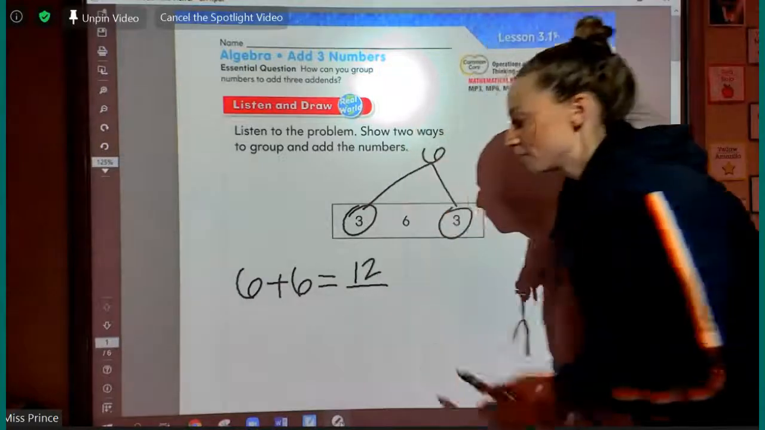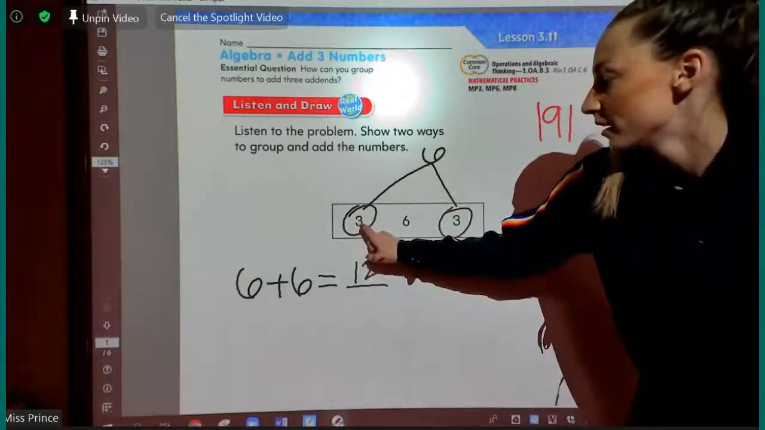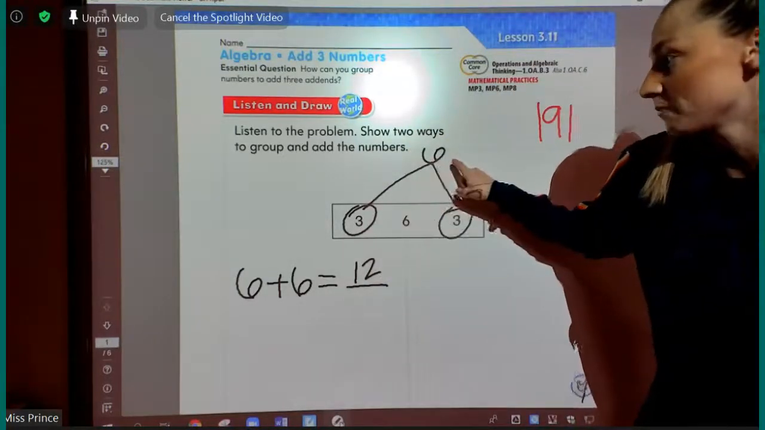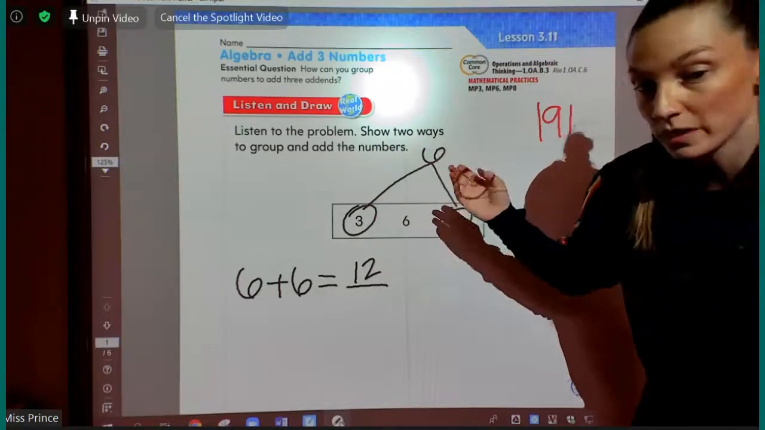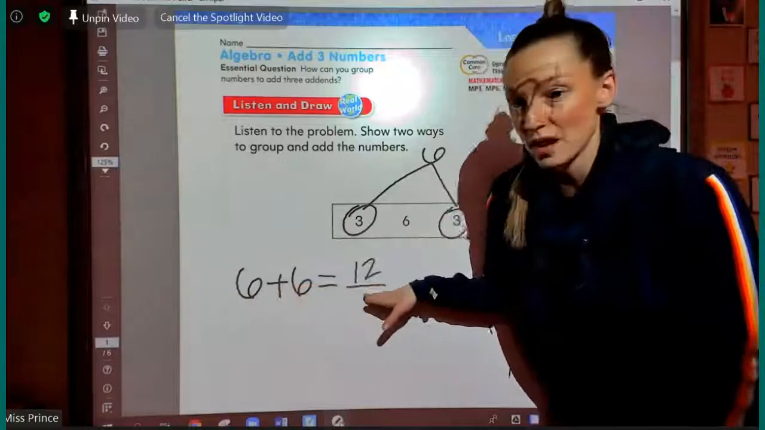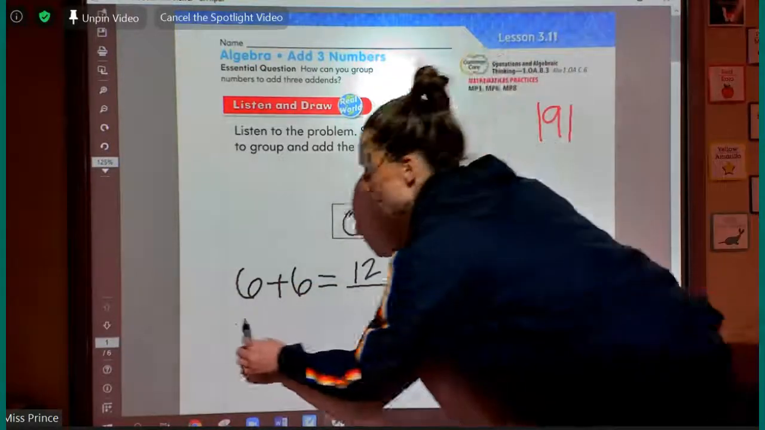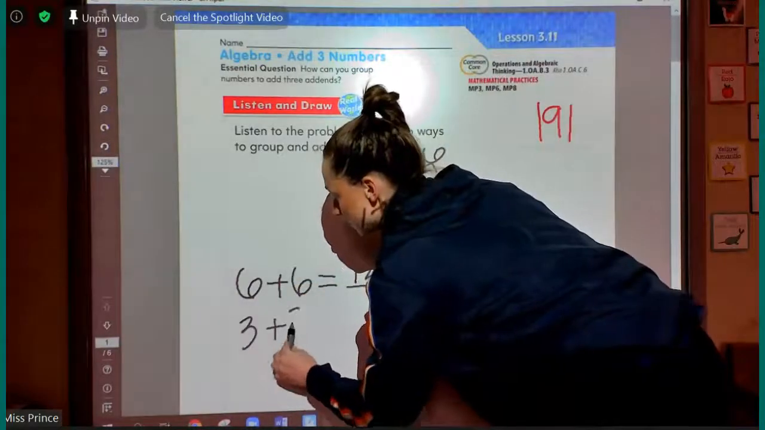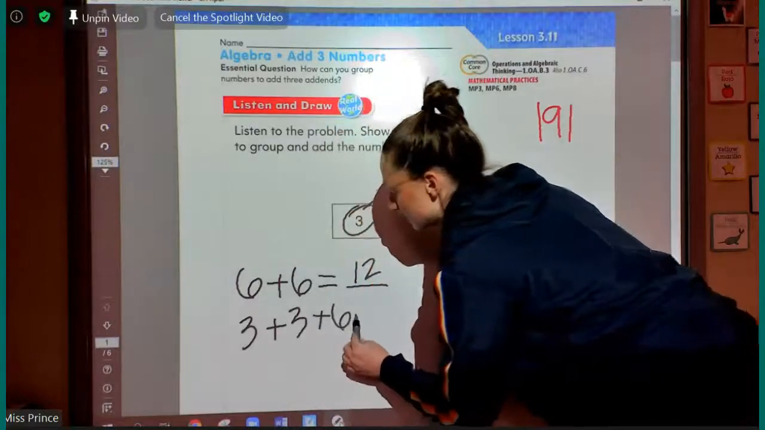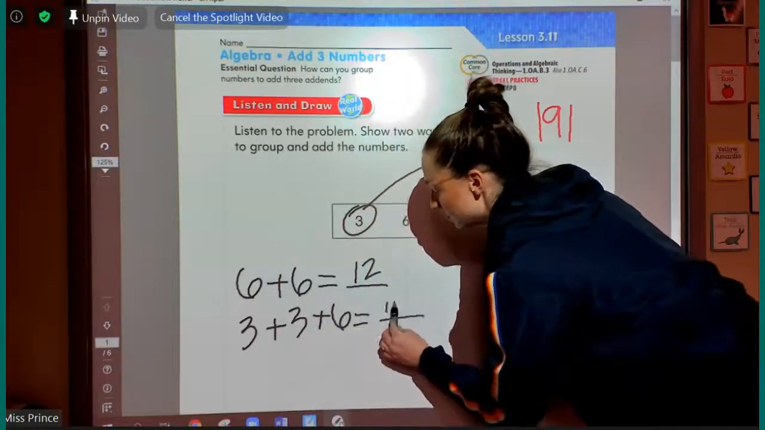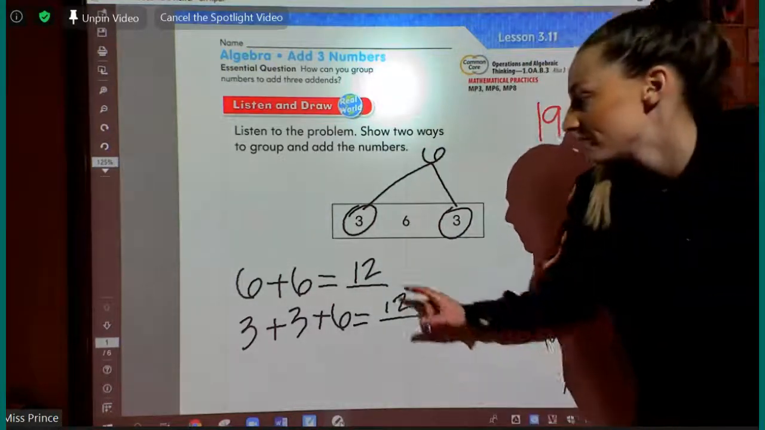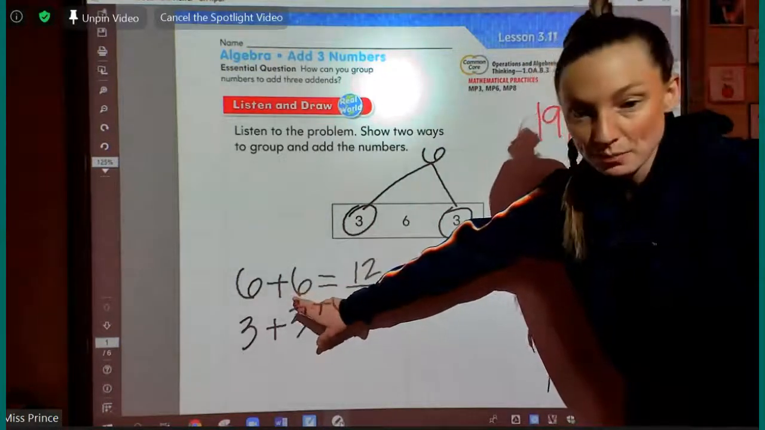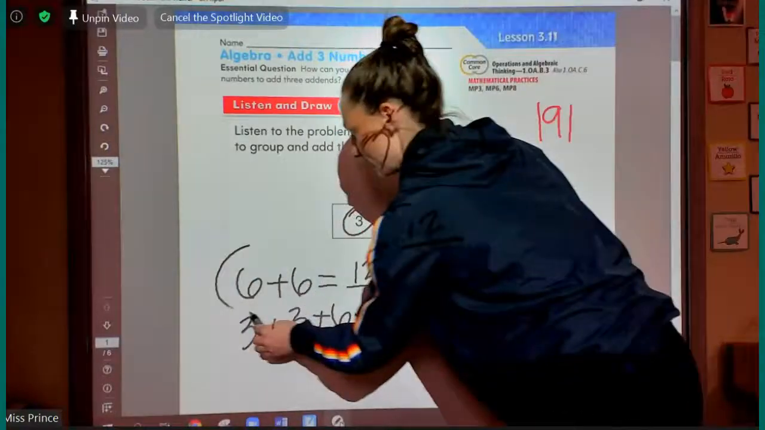So you are absolutely right. The 3 and the 3 together made a 6. So then we had 6 plus 6. So we could say 6 plus 6 is 12, or 3 plus 3 plus 6 is also 12. Awesome. Nice job, Keela. So we just did one way of grouping them. So there's the one way that we did it.